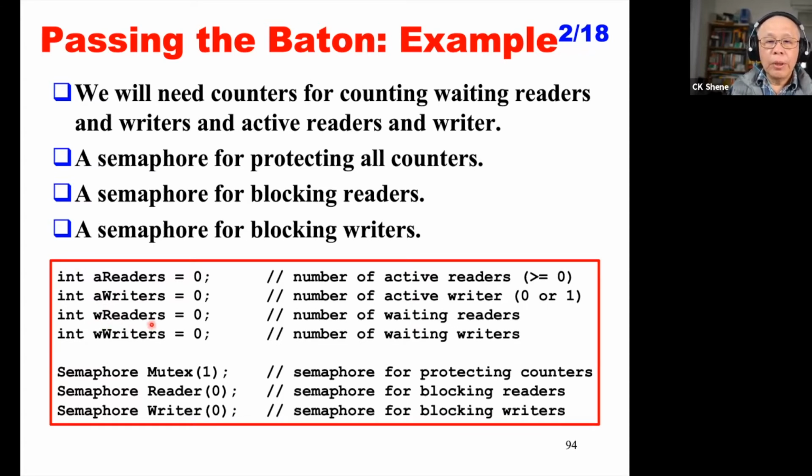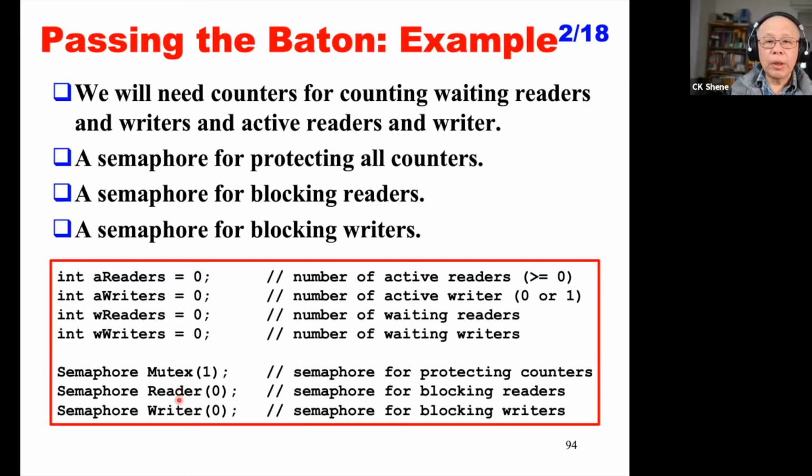Now, readers and writers with a prefix W means waiting. So W readers means the number of waiting readers. W writers means the number of waiting writers. Now, because readers and writers may update one of these four counters, we need some semaphore to protect it. We use a single semaphore mutex to protect all four counters. You may want to say, would that be good enough? Yes. So in the next few slides, you'll learn how this can be done.